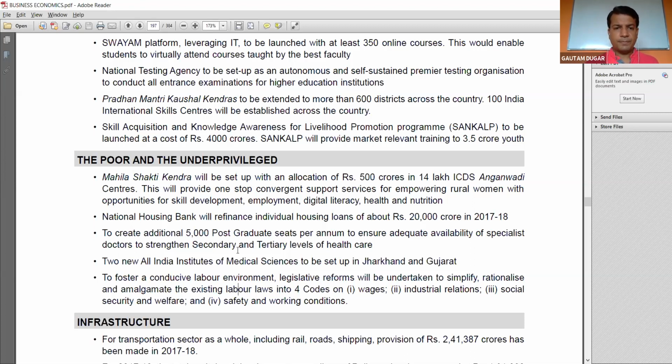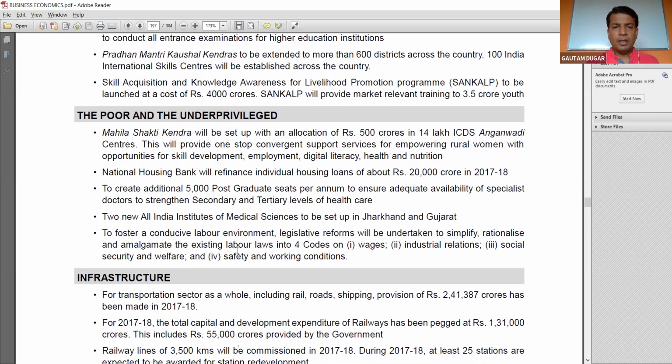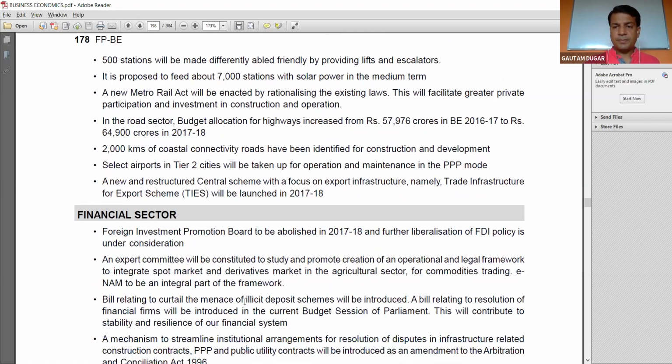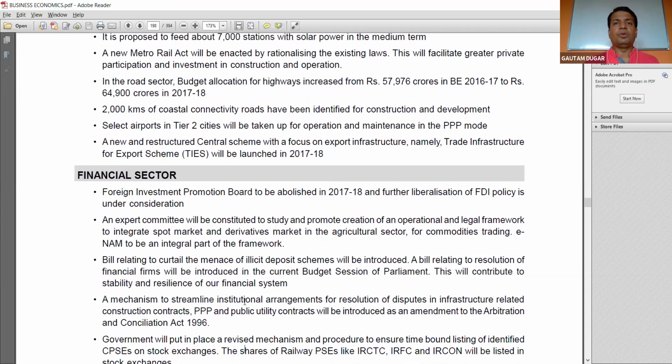Infrastructure. In the new budget, the government is spending more on infrastructure. Just need to go to these portions. For financial sector reforms, FIPB, the Foreign Investment Promotion Board, has been abolished, and for the trading of agriculture commodities, eNAM, the electronic agriculture market, has been introduced so that the farmers can fetch a better price for their food products.